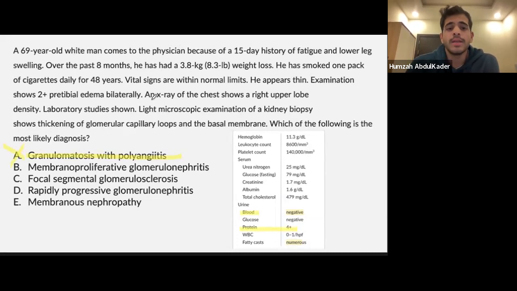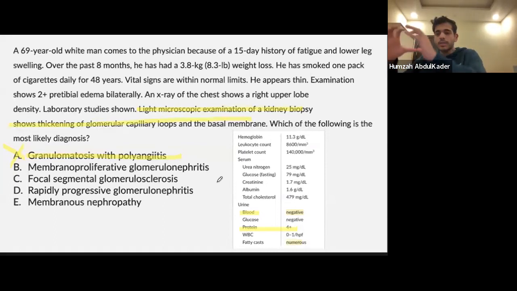Membranoproliferative glomerulonephritis. They mentioned here the light microscopic kidney biopsy, right? What would we see if it was membranoproliferative? We would see thickening of the membrane, and we would see proliferation. It's in the name, right? Membranoproliferative. Membrane gets thickened plus proliferation. They don't mention anything about proliferation here, which means that it cannot be B. Focal segmental, they would mention it's a focused area, a segmented area of thickening, and so they don't mention that here.